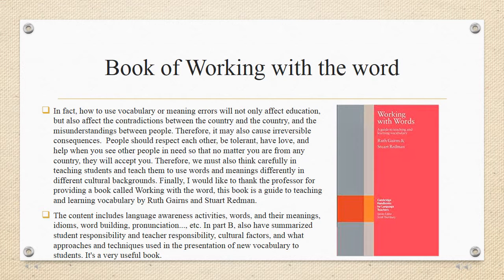Therefore, we must also think carefully in teaching students, and teach them to use words and meanings differently in different cultural backgrounds. Finally, I would like to thank the professor for providing a book called Working with the Word. This book is a guide to teaching and learning vocabulary by Woodward and Stuart Redman. The contents include language awareness activities, words and their meaning, idioms, word building, pronunciation, etc. In Part B, it also summarizes student responsibility and teacher responsibility, cultural factors, and what approaches and techniques are used in the presentation of new vocabulary to students. It's a very useful book.